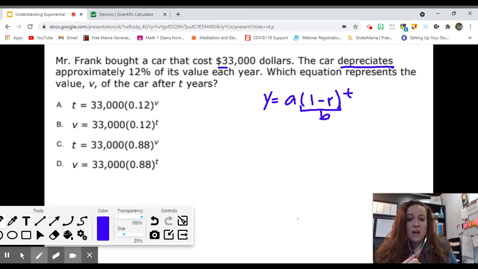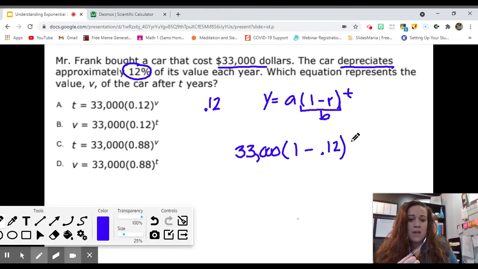So our initial value was 33,000, so 33,000 goes out first. Then we have 1 minus my percent, which was 12%, but don't forget I need to change that to a decimal. By doing so, I move it 2 places to the left, so 12 becomes 0.12. And then it didn't give me the time, so I'm going to use T for time.